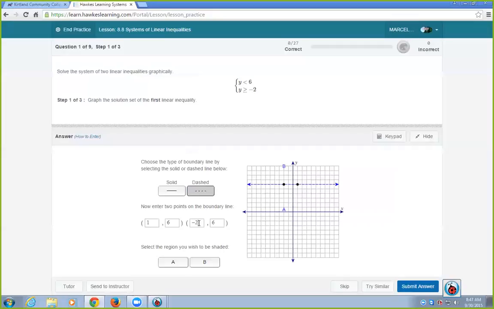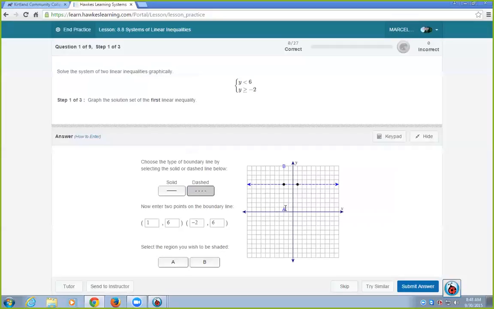And it's going to graph it for me. Notice how it put it in there? And it put the shade, or put the shape in there. Now I need to determine what side is shaded. So if I put 0 in there, is 0 less than 6? What would you guys say? 0 less than 6? Yeah, 0 is less than 6.